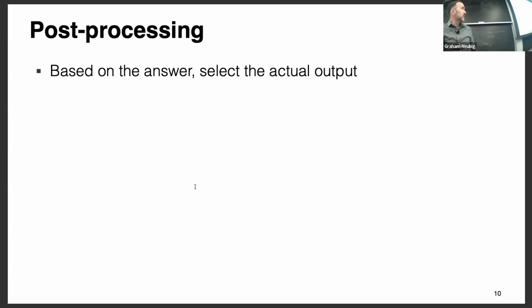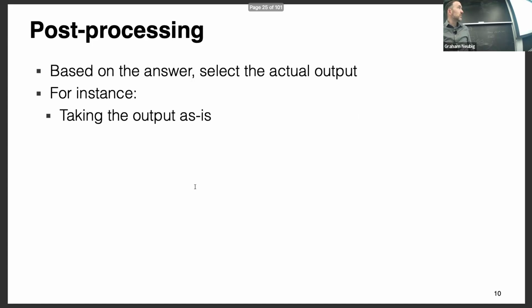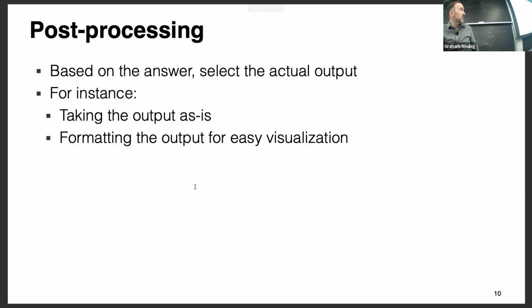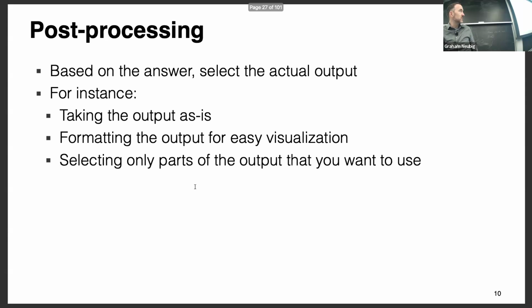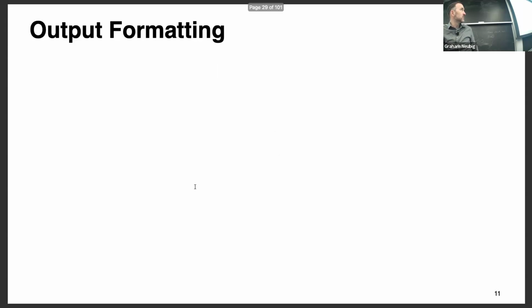Based on that, we want to select the actual output out of the generated outputs, and I'm calling this post-processing. For instance, we might take the output as is, for something like you interacting with ChatGPT or a chat model, where you look at the text as is. Or it might involve formatting the output for easy visualization, selecting only parts of the output that you want to use, or mapping the output to other actions.